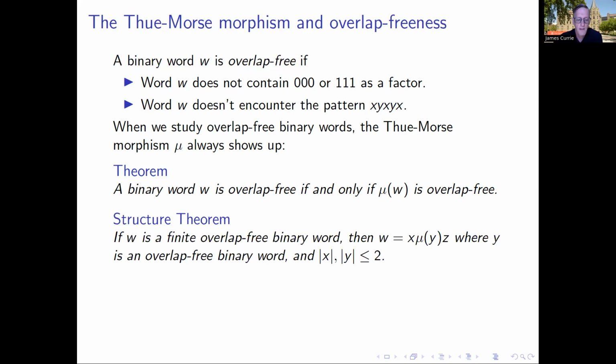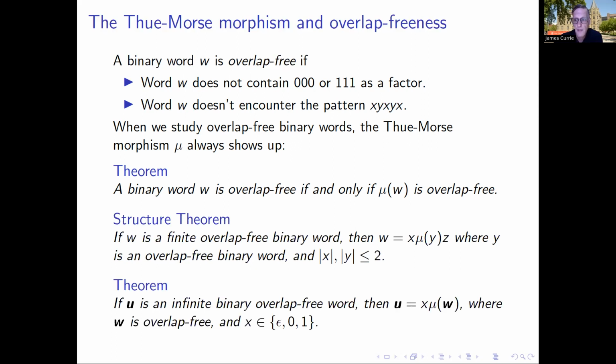If W is a finite overlap-free binary word, then we can parse W using mu. So W looks like X, mu of Y, Z, where Y is an overlap-free binary word, and X and Z, not X and Y, have lengths less than or equal to 2.